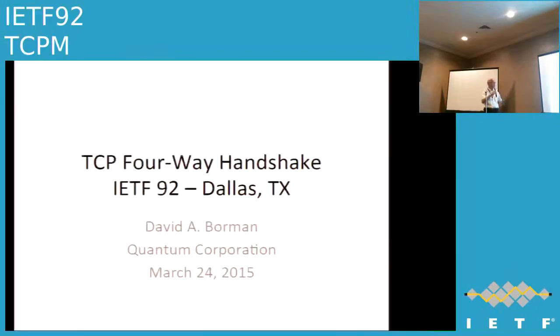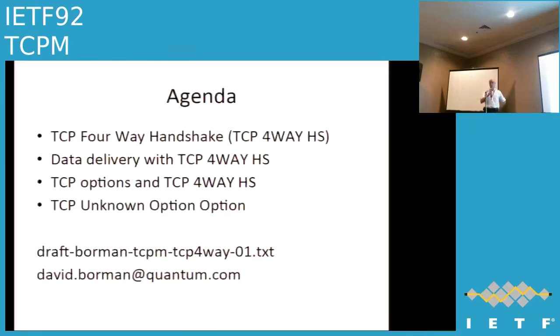Okay, hello, I'm David Borman. I work for Quantum Corporation, and I'm presenting today a proposal that I've come up with for a TCP four-way handshake. On the next slide, the things I'm going to talk about: one is the TCP four-way handshake itself. I'm going to talk about data delivery to the application with regards to this extended negotiation, about TCP options relating to this, and there's another item in the document about adding a new unknown option. The current draft is listed on the slides, as well as my email address.